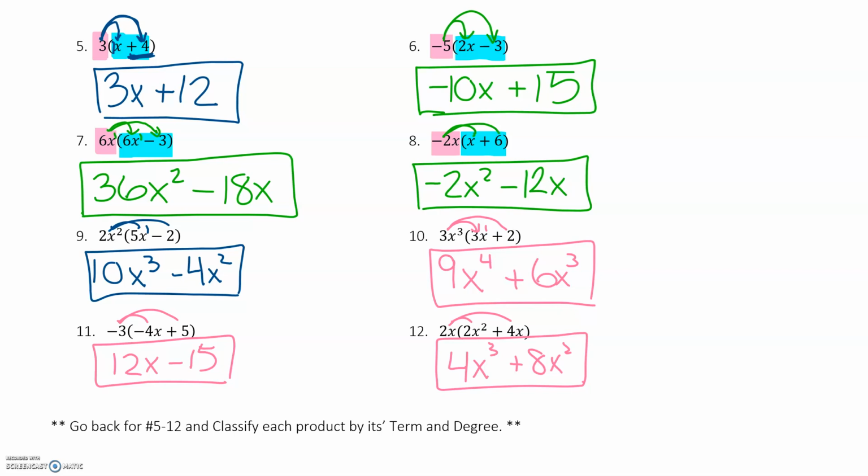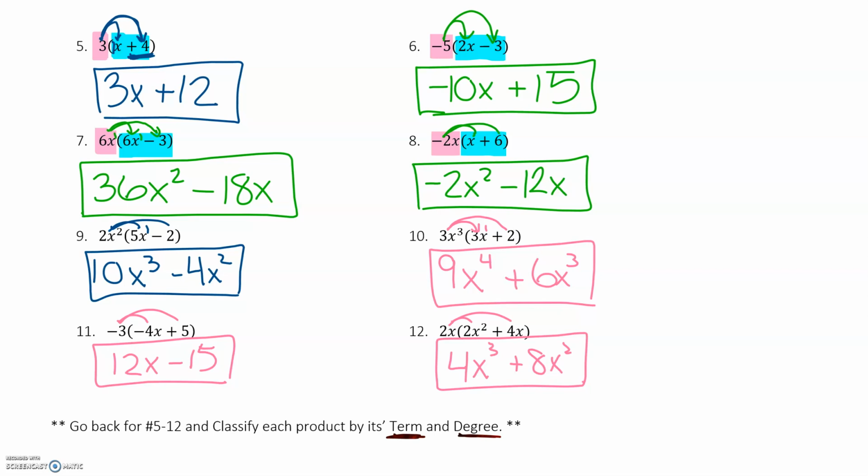So remember, if we're classifying by term, that's how many terms. Remember, 1 term, monomial. 2 terms, binomial. 3 terms, trinomial. 4 terms or more, polynomial. And then by degree, if there are no variables at all, it's called a constant. If there is a degree of 1, that's linear. A degree, the highest degree of 2, it's called a quadratic. 3 is a cubic, and 4 is a quartic. So let's go. This should be pretty easy.